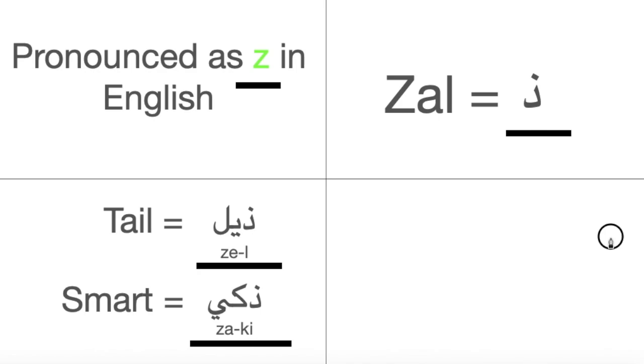How do we write Zal? It's the same as how we wrote Dal, but the only difference here will be just a little dot on the top. This is Zal. This little dot on the top.